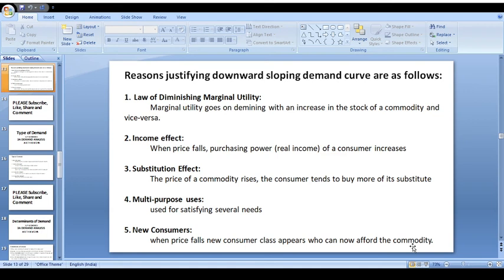Those are the reasons justifying a downward sloping demand curve. Because of those reasons, our demand curve is downward sloping, left to right.